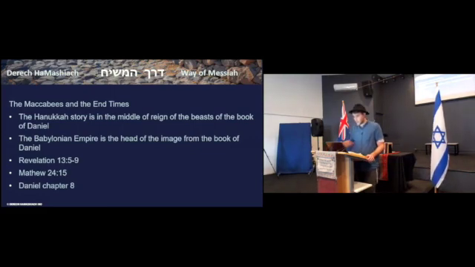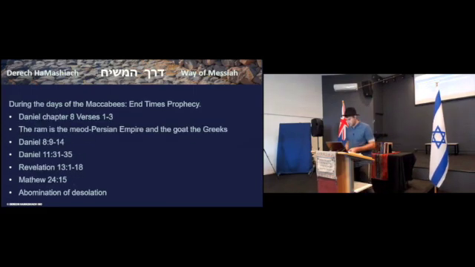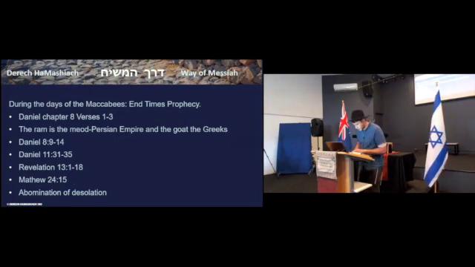So Daniel's prophecies are linked to Revelation, the beasts, which we've studied. The Greco-Roman empires and the horns are the emperors. So in Daniel chapter 8, verses 1-3, we see the history of the Maccabees prophesied about. So there's that ram that it talks about. Let's quickly go to the book of Daniel. So in Daniel 8.